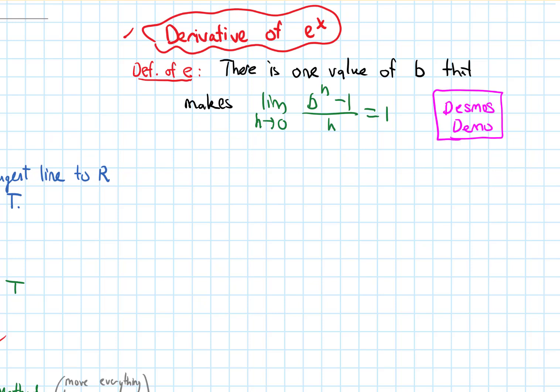So I want to do a Desmos demo of this, but first off, if I were to just plug in h equals 0 into this, I would get b to the 0, which is 1, minus 1 on the top, and plugging in 0 for the bottom, I'd get 0 on the bottom. So this is 0 over 0, which is an indeterminate form. And it turns out there's going to be just one value of b that makes this limit equal 1.